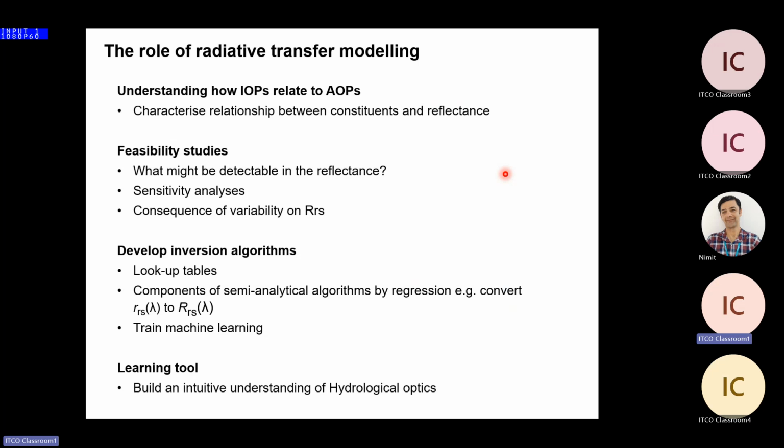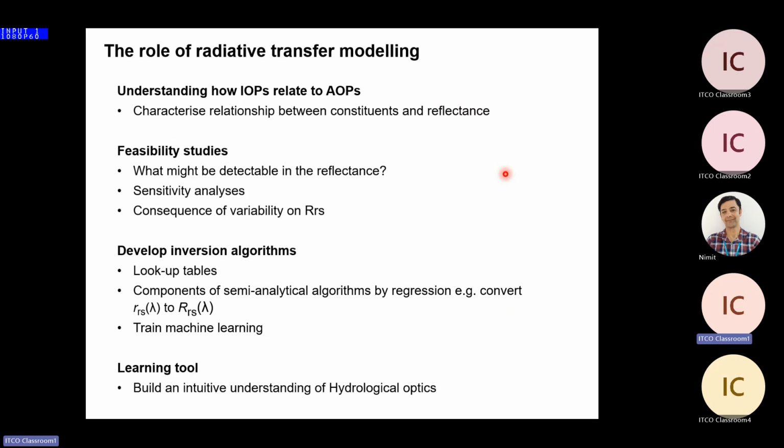And does that effect fall within the bounds of the signal to noise ratio of the satellite or whatever I'm going to be using? So you can do sensitivity analyses if you have a forward model. You can look at the consequences of the variability of things on remote sensing reflectance. So Darius talked a lot about how you can have a certain species of phytoplankton, but under different conditions, it might have different optical properties. The cells might be bigger, the pigment packaging might be different. So that's going to give a variability in the IOPs.